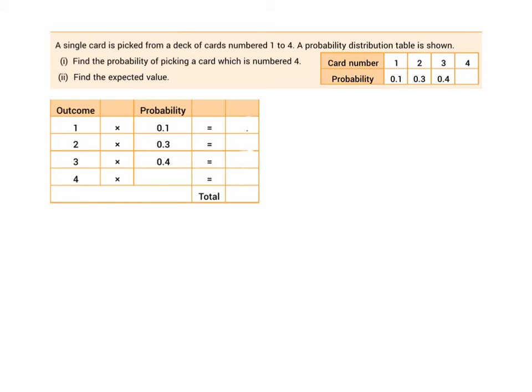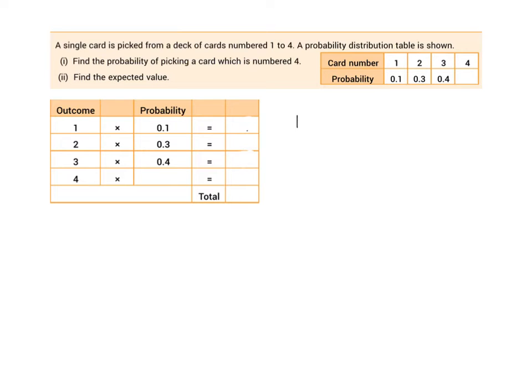We have a single card picked from a deck of cards numbered 1 to 4. The probability distribution table is shown here. The probability of getting a 1 is 0.1, a 2 is 0.3, a 3 is 0.4, and for 4 we don't know. Part 1 is to find the probability of picking a card that is numbered 4. Well, we know that in probability, all outcomes must add up to 1.